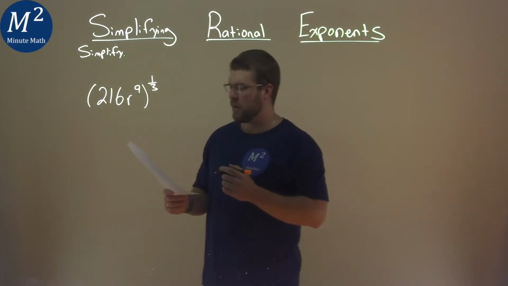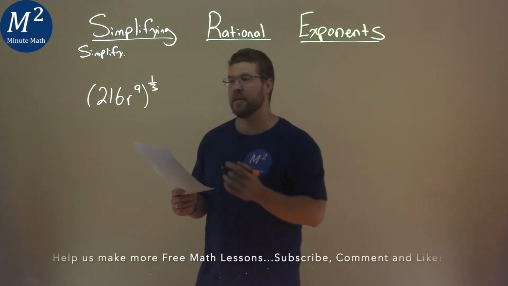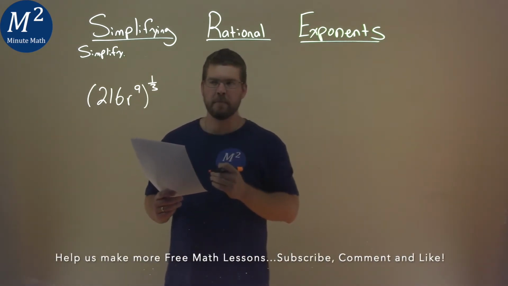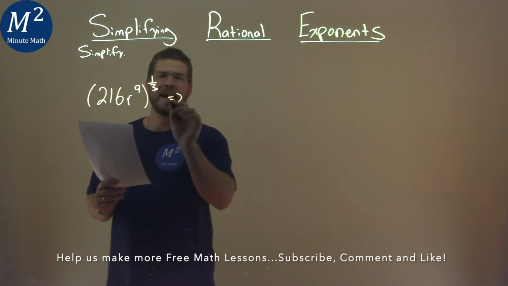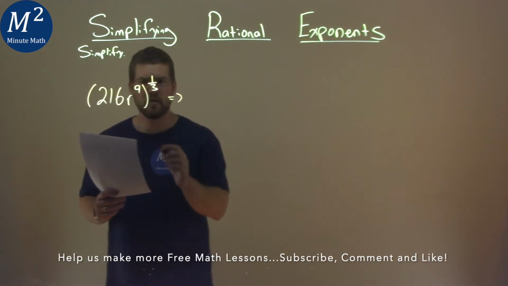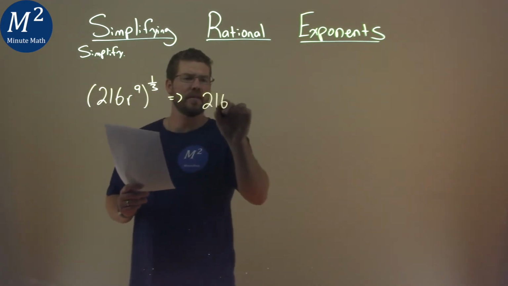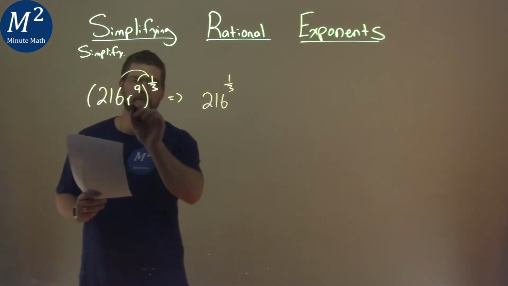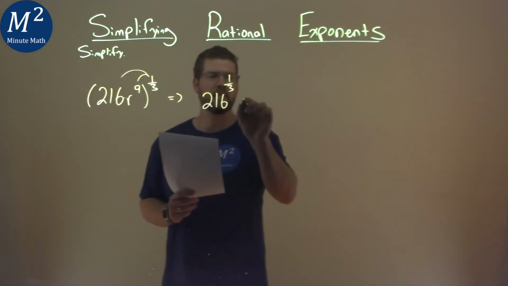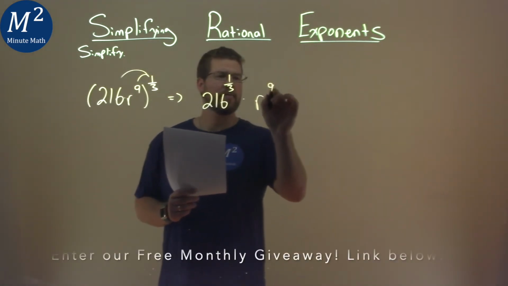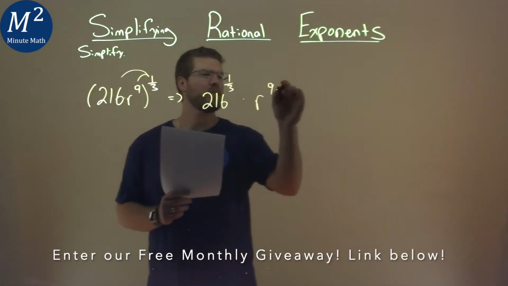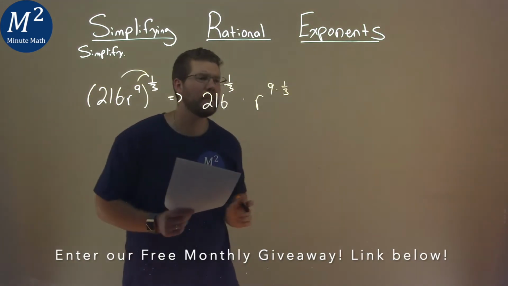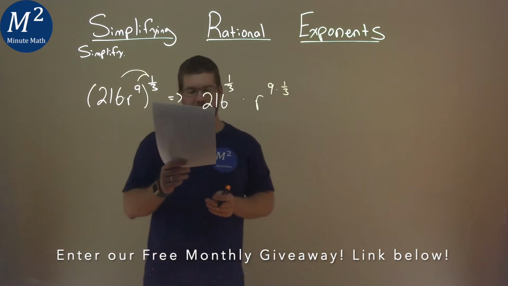We're given this problem right here, 216r to the 9th power, all to the 1/3 power, and we got to simplify. Well, we first want to distribute that exponent to both parts. So to do that, we have 216, and it's going to be to the 1/3 power. Distribute that over, and we're going to do that here. Remember, separated by multiplication. Well, we have r to the 9th power, and our rule with exponents is, if we're raising something to another exponent, we multiply them. So we have 9 times 1/3 there.